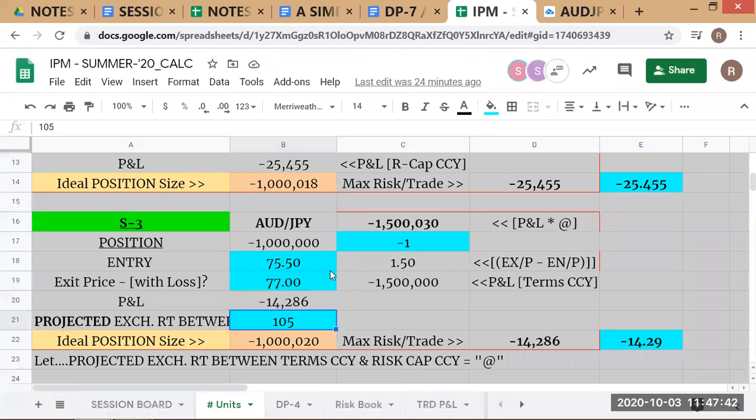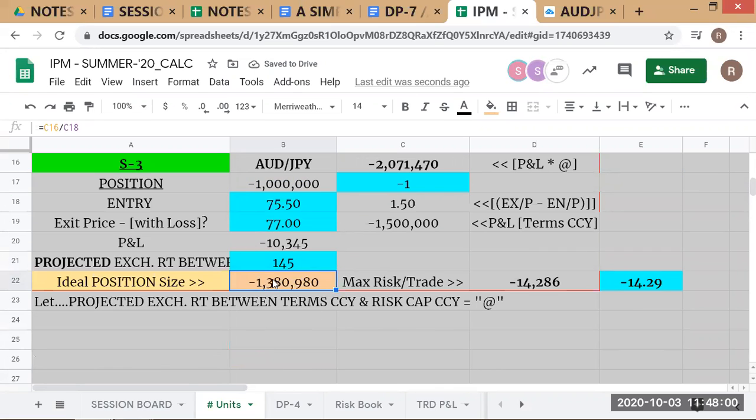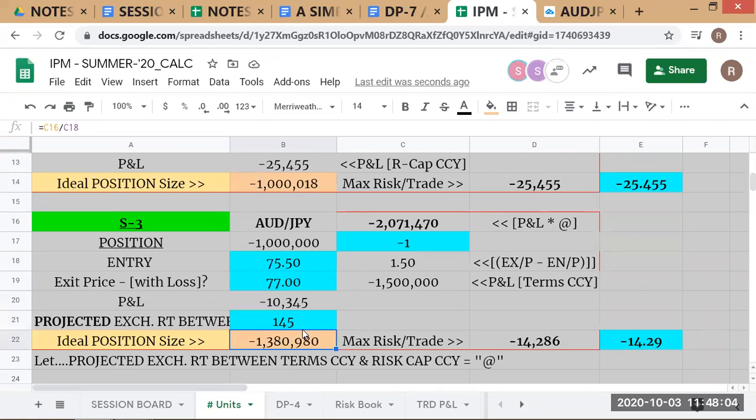Like for instance, suppose I estimated 105, and I came out with a position size of 1 million. But suppose the actual value turns out to be 145. Now you see how much the ideal position changes. It changes almost by 40%. So big change. Of course, this kind of big move does not happen, but you never know. Anything can happen in the market.